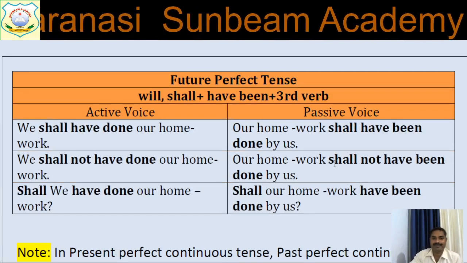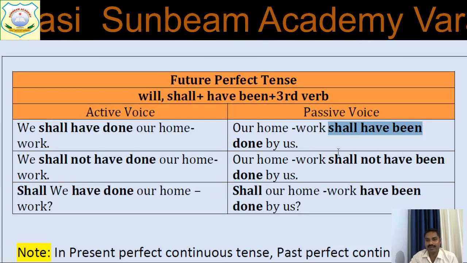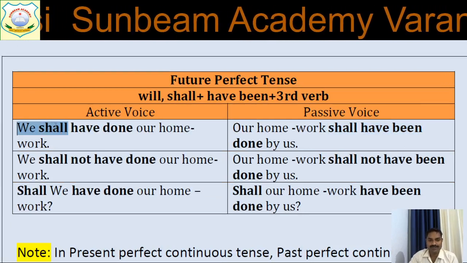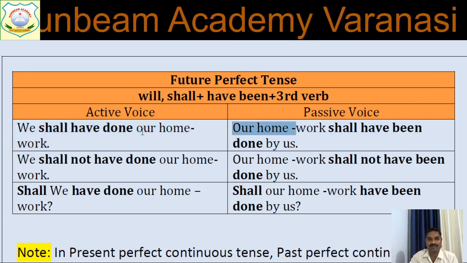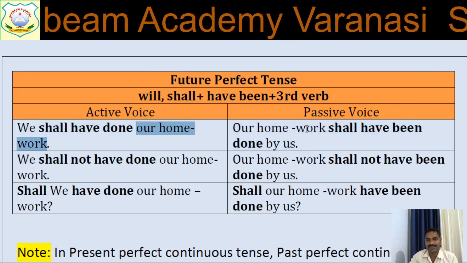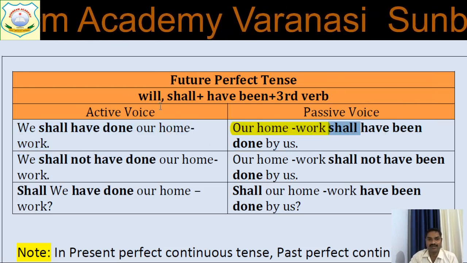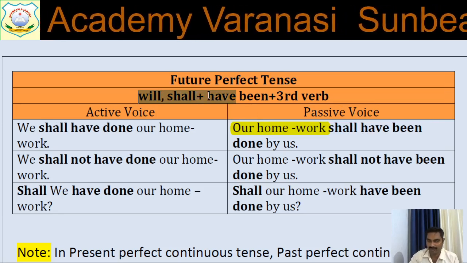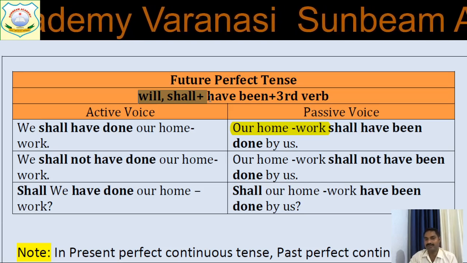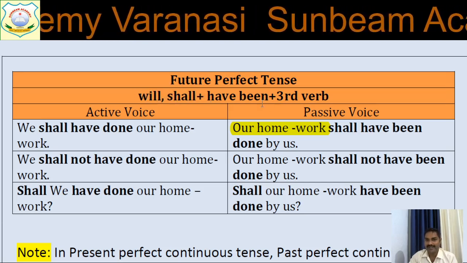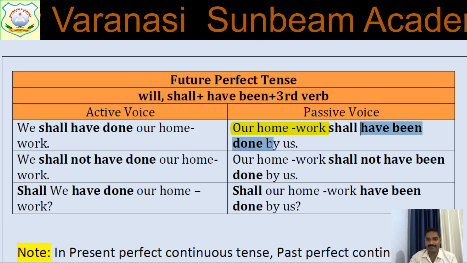Okay, now future perfect continuous, shall have been. We shall have done our homework. So you will write our homework from this object, and then you will write shall from the formula. There are only two helping verbs that you can use in future perfect, will or shall, and then you will write have been. Okay, here as per the formula, have been.